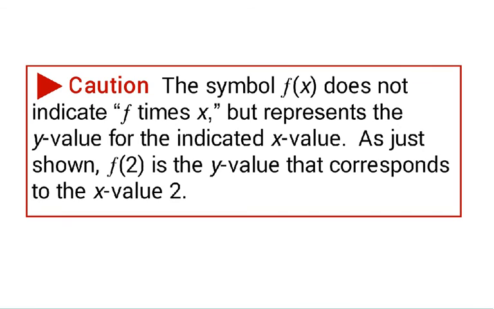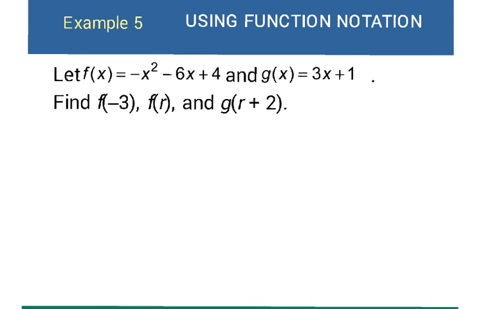And then remember that this symbol right here, f of x, does not mean f times x. What it is indicating is that x is your independent variable inside your function. Okay? So let's do this. It is asking us to find f of negative 3, then f of r, and then g of r plus 2. So let's find all three of these.